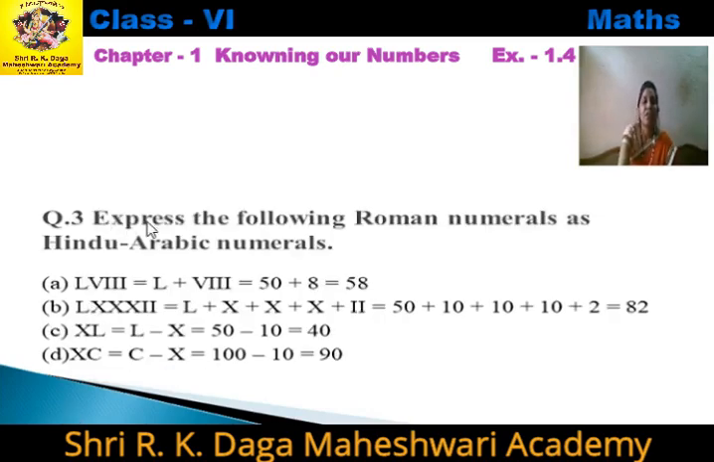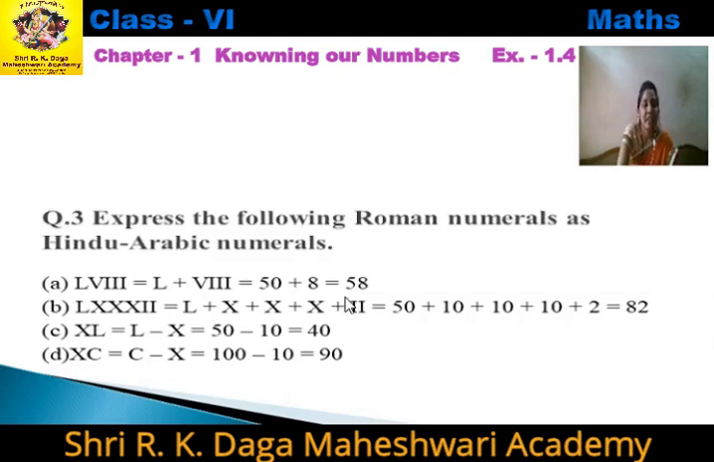Question number 3 of this exercise is: express the following Roman numerals as Hindu-Arabic numerals. You have given Roman numbers and you have to write the equivalent Hindu-Arabic numbers. Now first is L, V, triple I. First we will break these numbers, which will give L plus V triple I. Now L, that is 50, plus V triple I means 8. So this number is 50 plus 8, that is 58.